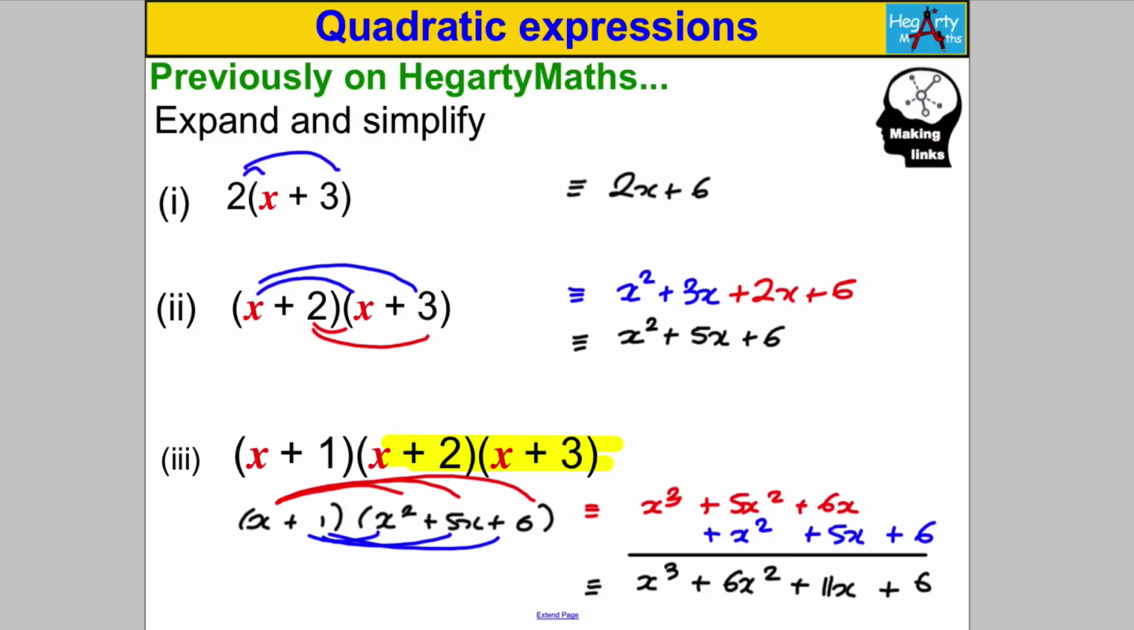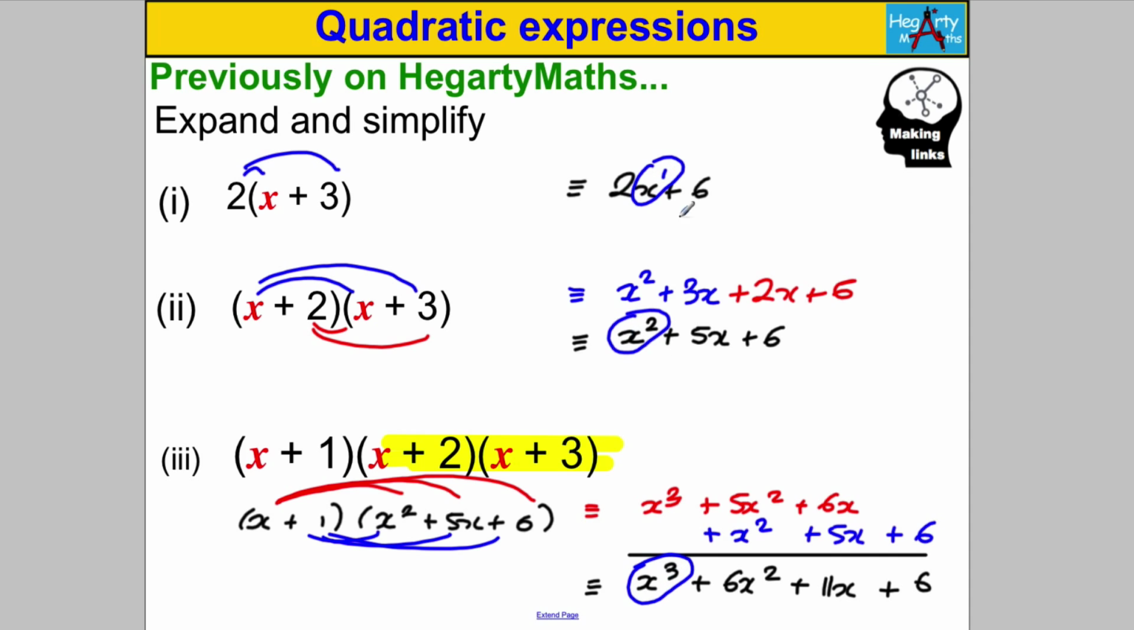Now, the reason I'm asking you to do that is I want to point out the difference between each of these. In this one, the answer has highest power x to the power of 1. In this one, the highest power of x is x squared, x to the power of 2. And in this one, the highest power of x is x cubed, or x to the power of 3.